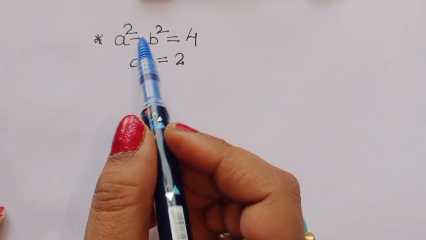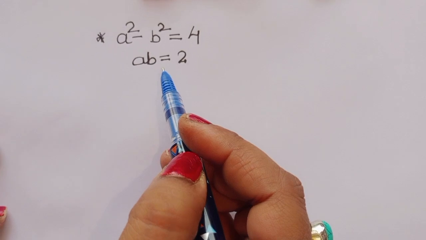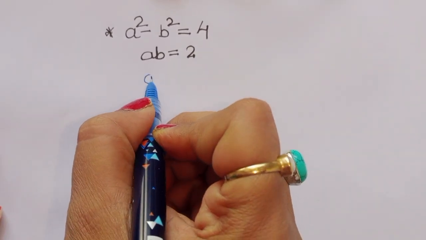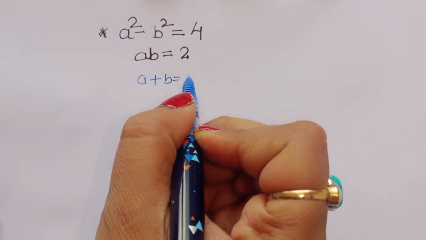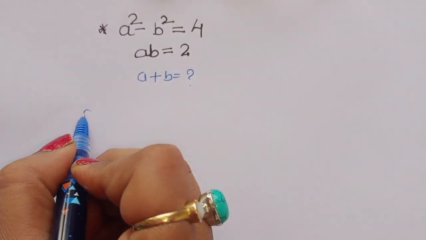The question is: given a square minus b square is equal to 4, and ab is equal to 2, we have to find out the value of a plus b. A plus b is equal to what? We have to find out this value. Let's see the solution.